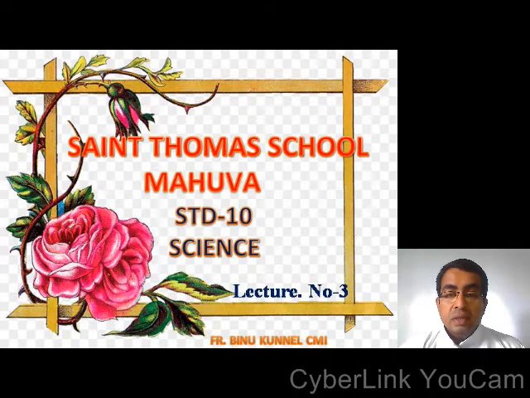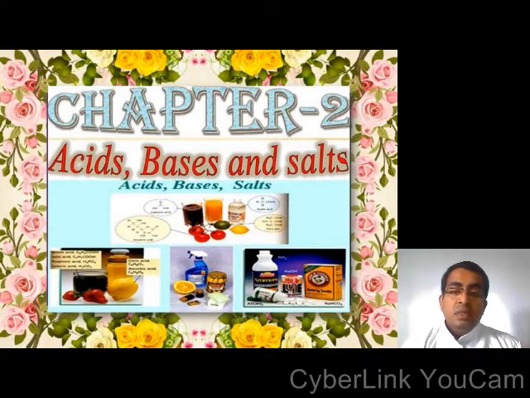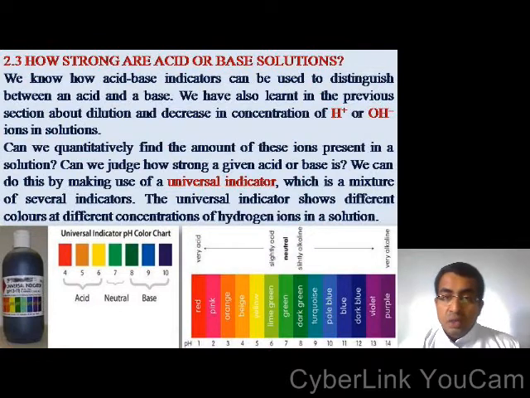Today we continue our discussion on chapter 2, acids, bases and salts. How strong is an acid or a base? We know how acid-base indicators can be used to distinguish between an acid and a base. We have also learned in the previous section about dilution and decrease in concentration of H plus or OH minus ions in the solution.